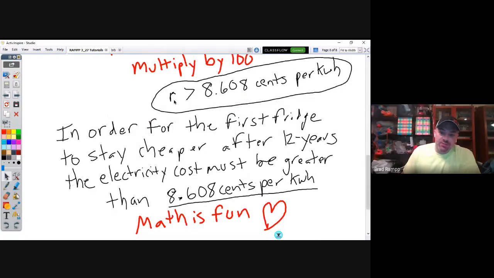And remember, it's not an equation, it's an inequality. So in order for the first refrigerator to stay cheaper than the second over 12 years, the rate has to be greater than 8.608 cents per kilowatt hour. If the rate were lower than that, then it would be better to go with the second fridge.